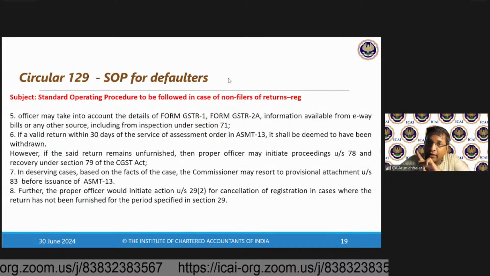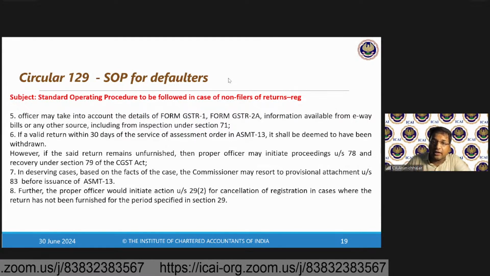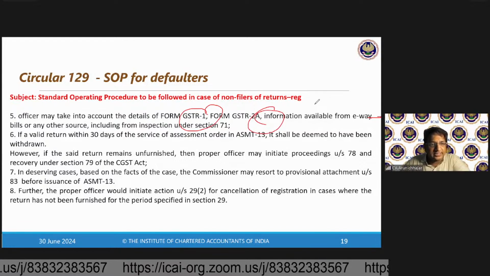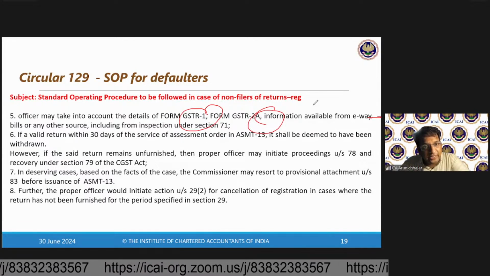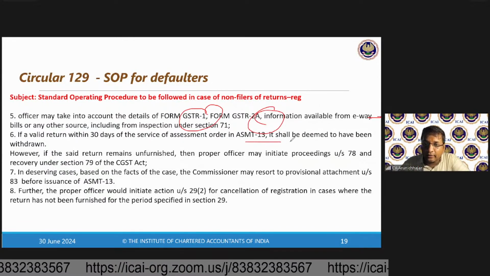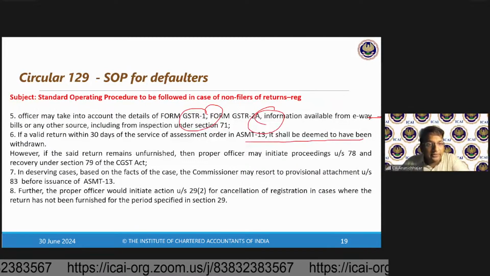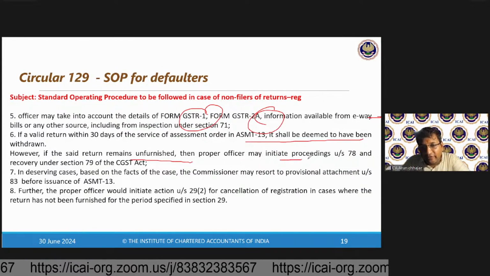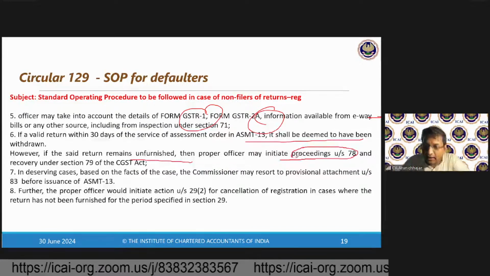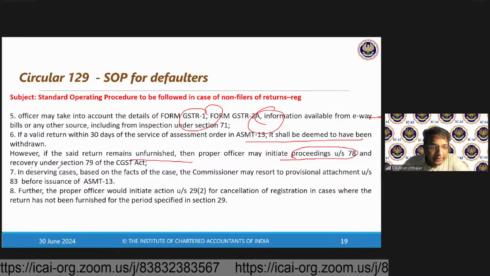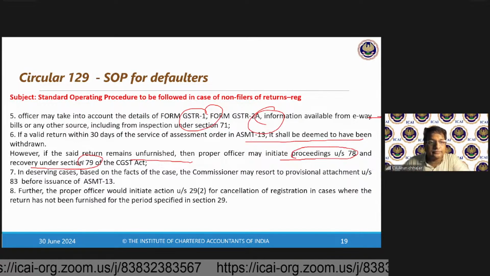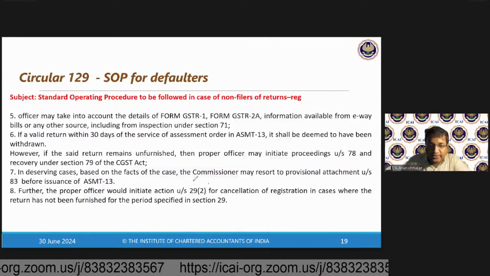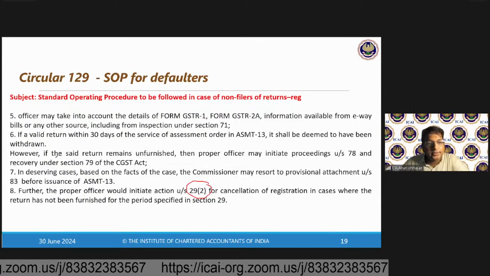While issuing the order, they will consider the details furnished in the R1, 2A, 2B, e-way bill, other sources, etc. Again, if the valid return is filed, then the order shall be deemed to be withdrawn. If the said return has remained unfurnished, then the proper officer may initiate the proceeding under section 78 and initiate the recovery under section 79. Also, parallelly, they will initiate the cancellation of the GST registration under section 29, subsection 2.